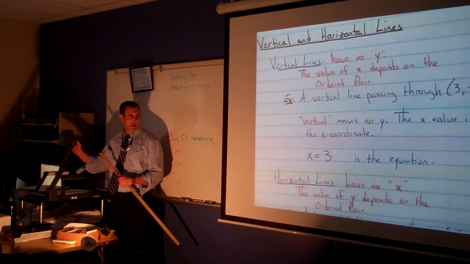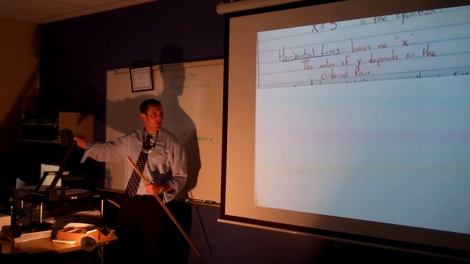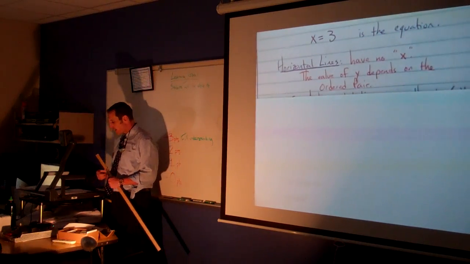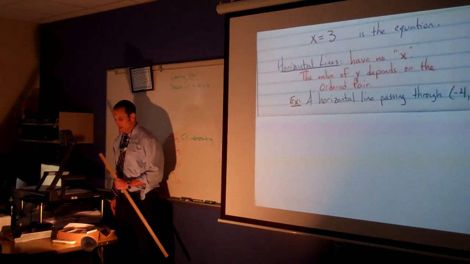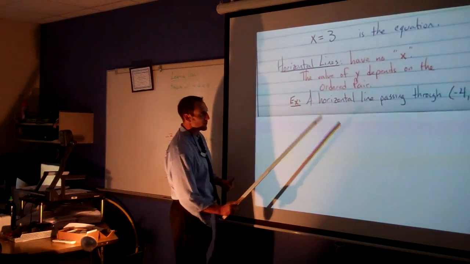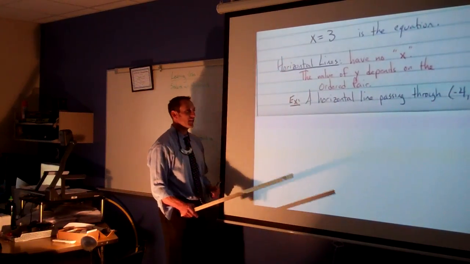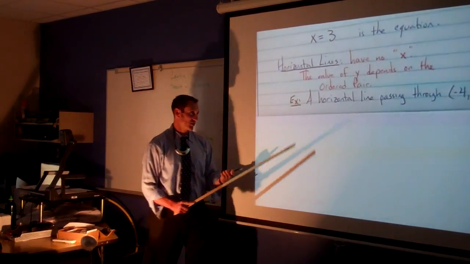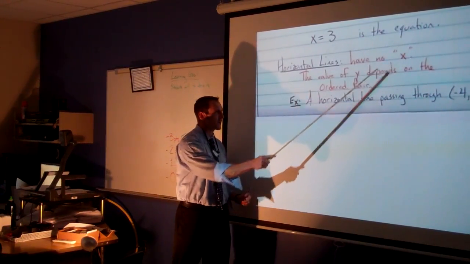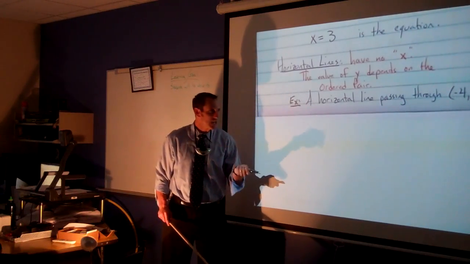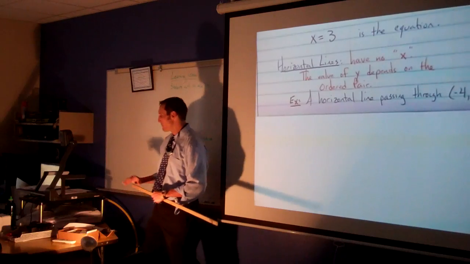For horizontal lines, the equation has no x. So the value of y depends on the ordered pair. Here's an example. If we have a horizontal line passing through -4, -1, since it's a horizontal line, the equation will have no x. It's going to be y equals something, but it depends on the ordered pair.